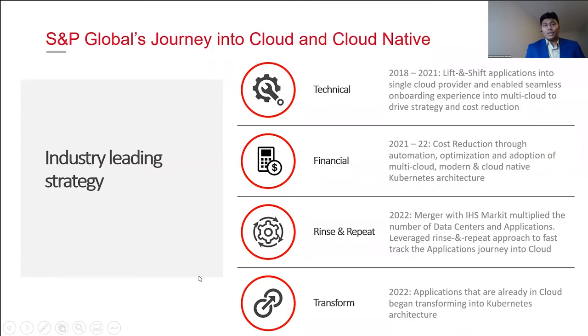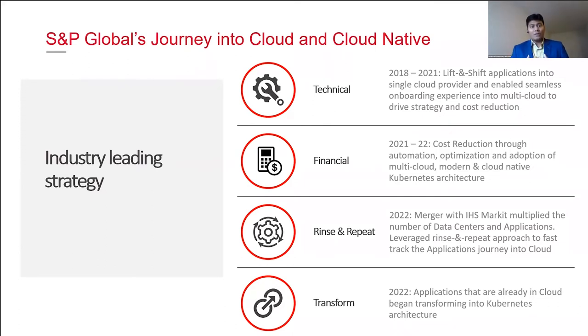Let's talk about the journey of S&P Global. It's an industry-leading strategy. The journey started in late 2017, early 2018. Like every large enterprise, we also lifted and shifted all our applications into a single cloud provider. Over time, the strategy evolved, and we started building our multi-cloud strategy, and we provided a seamless onboarding experience for a multi-cloud environment in order to continue to propel our strategy further, as well as towards the path of reducing our overall cost of managing and maintaining this infrastructure.